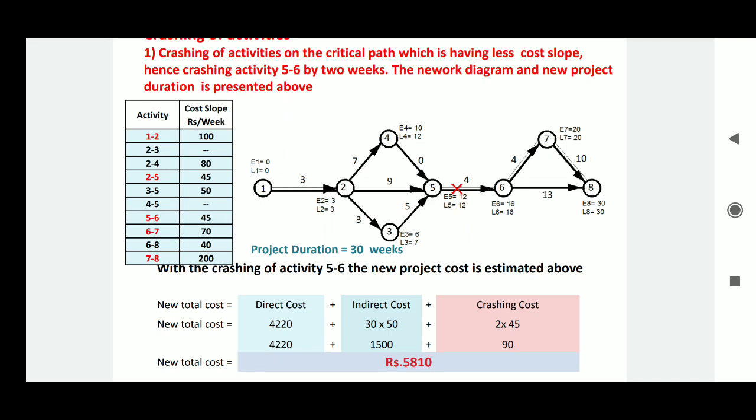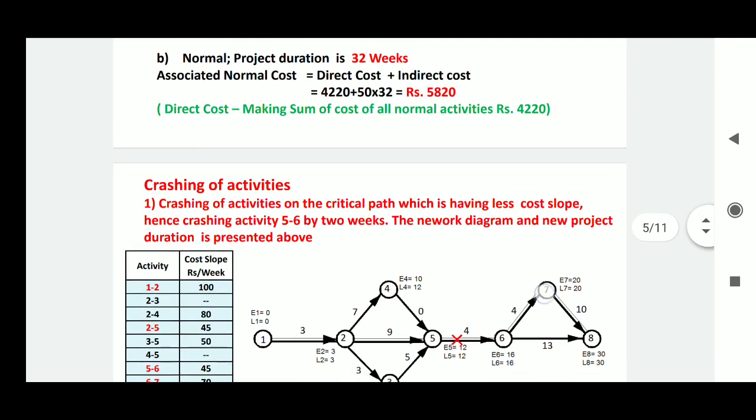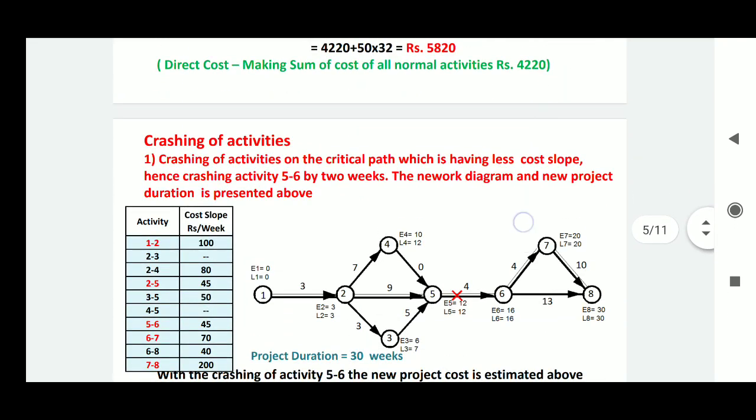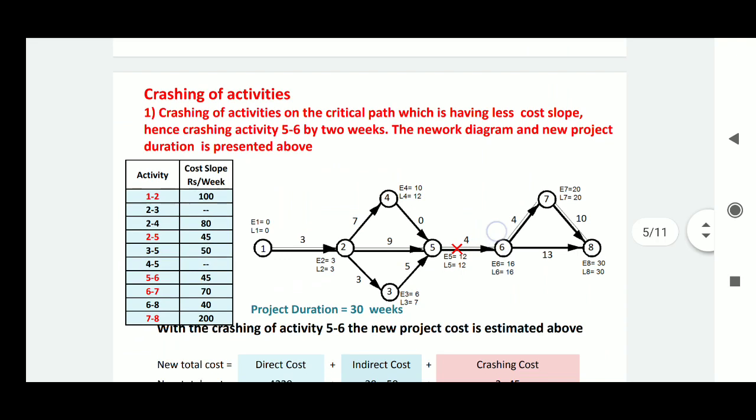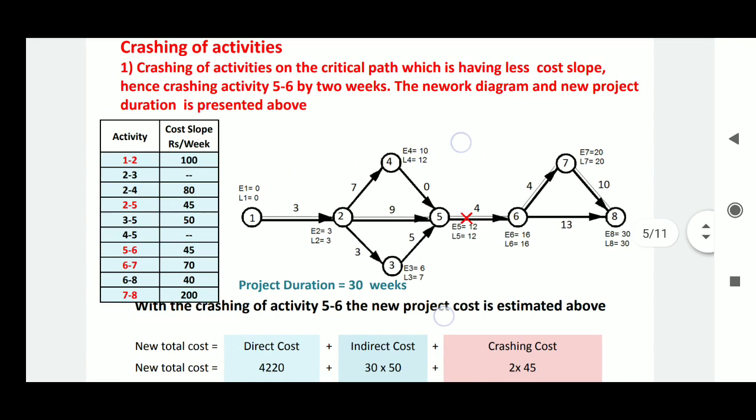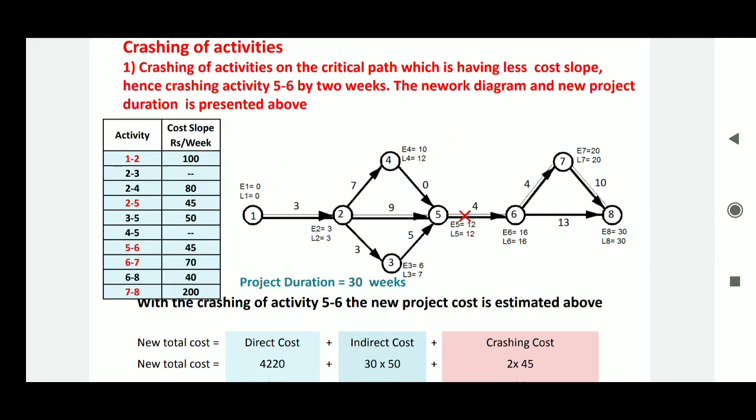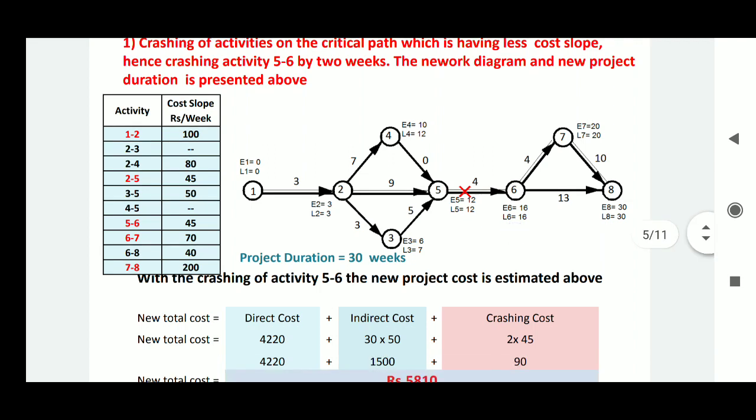So up to how much time can we crash activity 5 6? We can crash activity 5 6 by 2 weeks, that is from 6 to 4. Hence it is indicated by a red cross. By crashing that activity by 2 weeks, we have drawn the network again and the duration is calculated, it is 30 weeks.